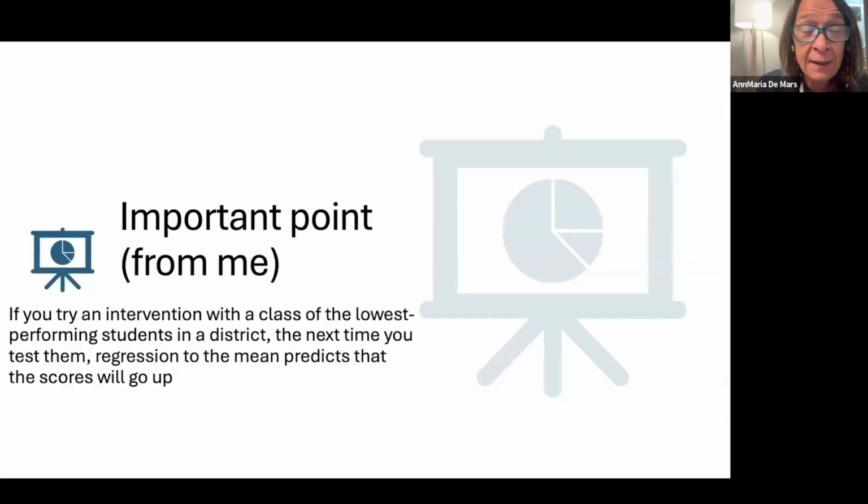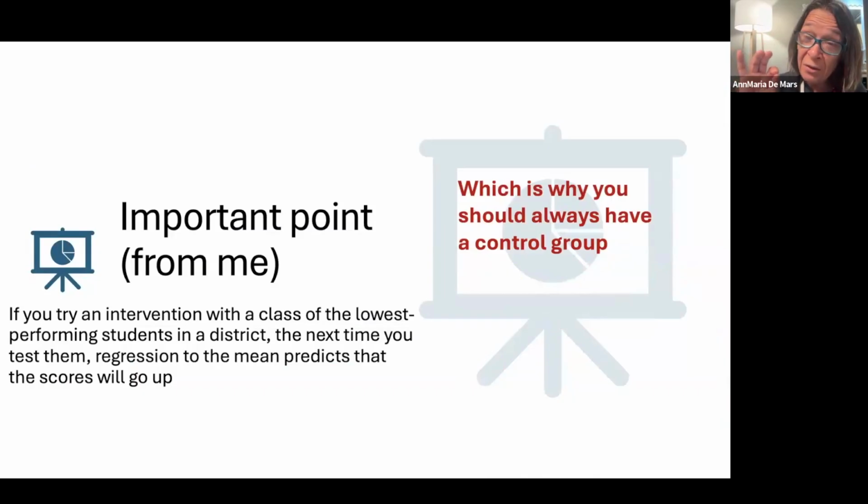Now, here's an important point that comes from me that's very related to that. If you try an intervention with a class of the lowest performing students in a district, which is often what we do, the next time you test them, regression to the mean is going to predict that the scores of that group will go up, which is why you should always have a control group. You want to take two or three classes and see if the ones that get the intervention improve significantly more than the ones who are in the control group.